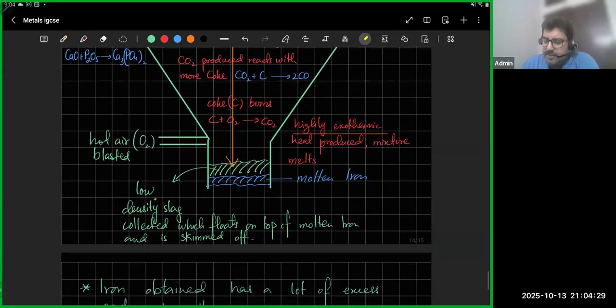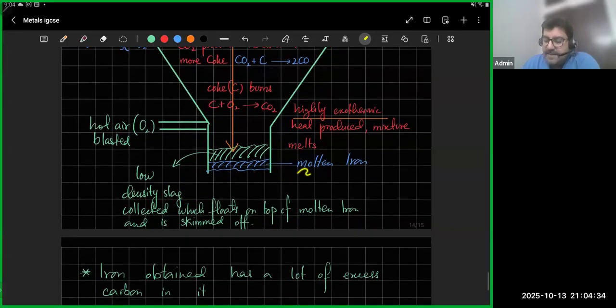ठीक है, low density slag यहाँ पे लिखा हुआ है. So that floats on top of it and is skimmed off. The iron is removed from the bottom.